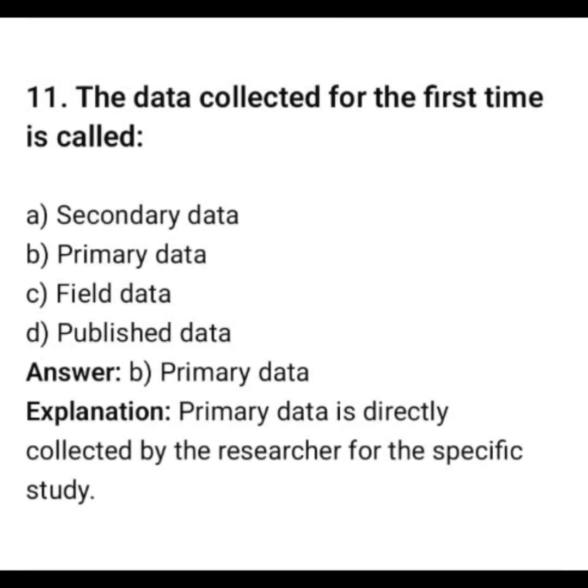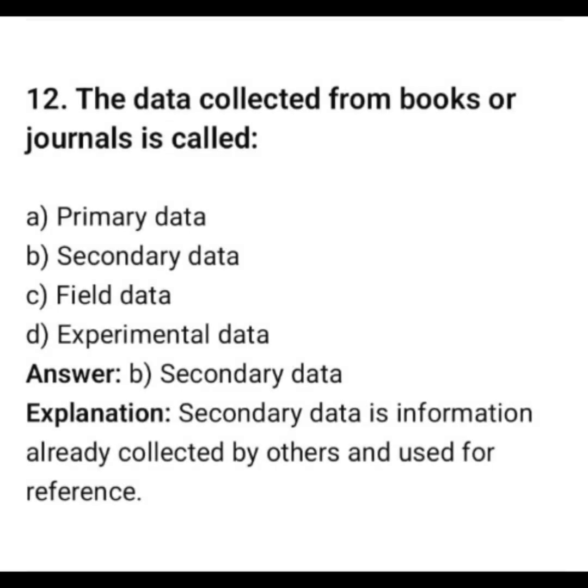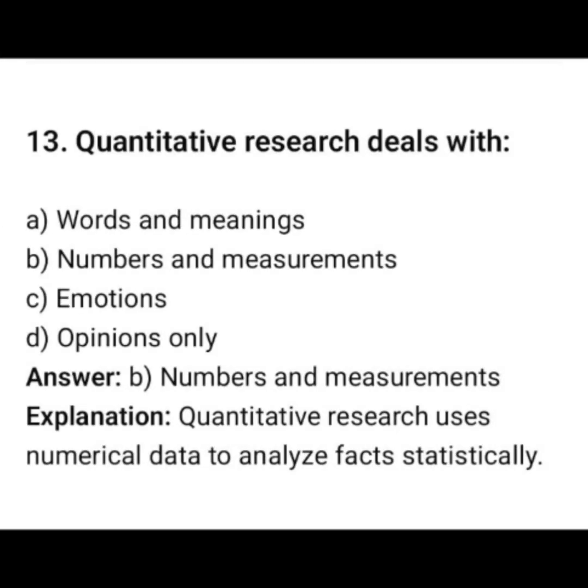The data collected for the first time is called: secondary data, primary data, field data, published data. The correct answer is option B, primary data. Primary data is directly collected by the researcher for the specific study. The data collected from books or journals is called: primary data, secondary data, field data, experimental data. The correct answer is option B, secondary data. Secondary data is information already collected by others and used for reference.